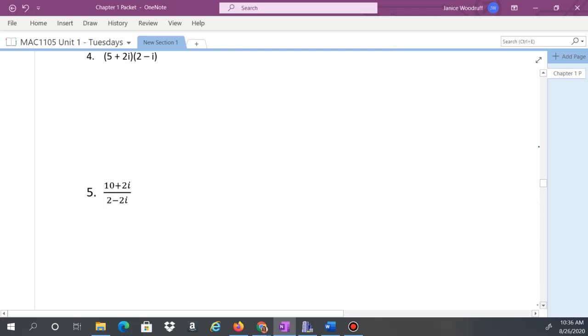Okay, so we're going to FOIL. Here we're going to do our first. So we're going to go 5 times 2 will give us a positive 10. And then our outsides will do 5 times -i. That will give us a -5i.